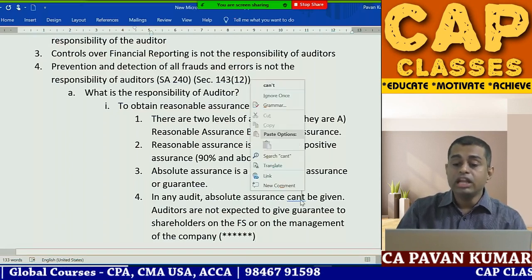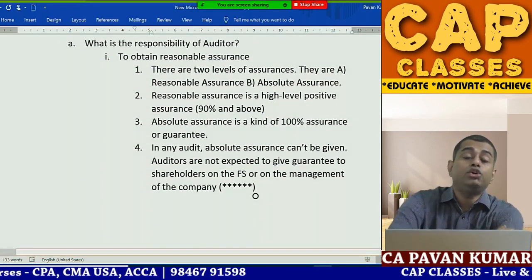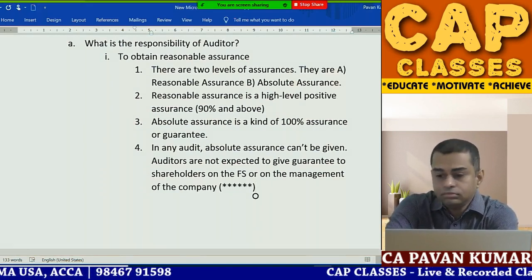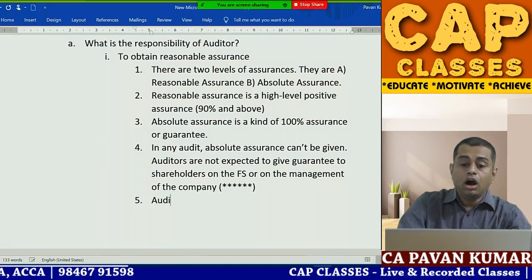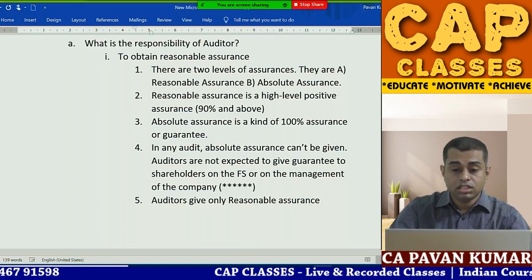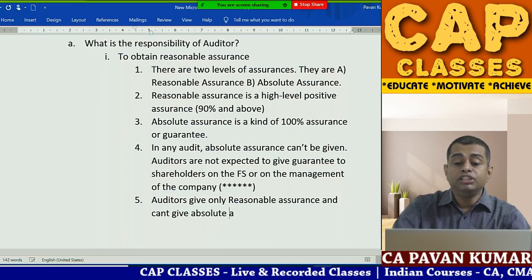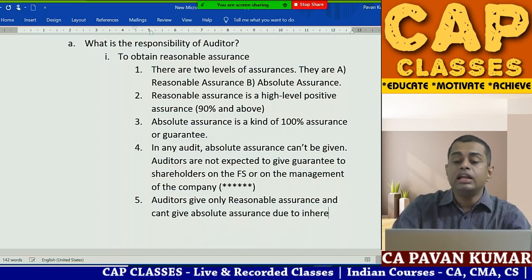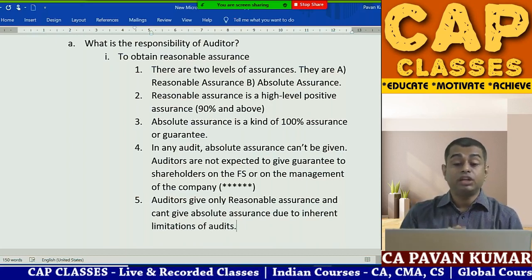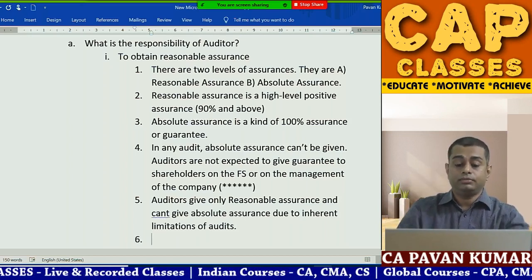Auditors cannot give absolute assurance. They are not expected to give guarantee to shareholders. So will the company be in profits next year? No guarantee. So auditors give only reasonable assurance and can't give absolute assurance due to inherent limitations of audit.